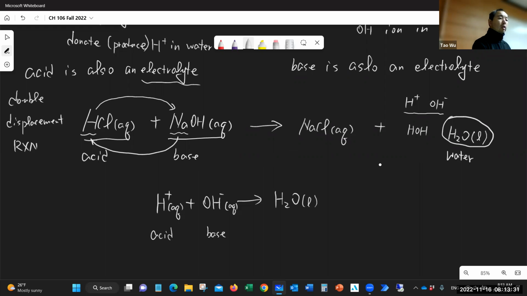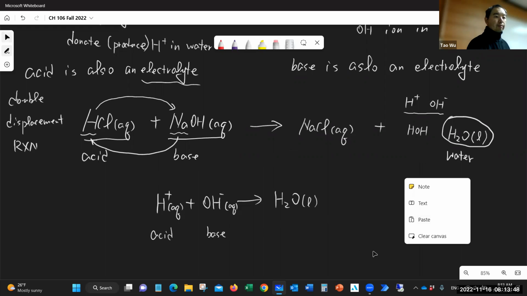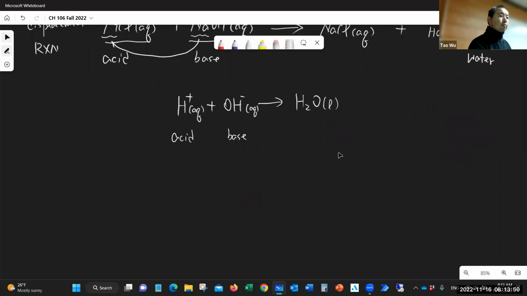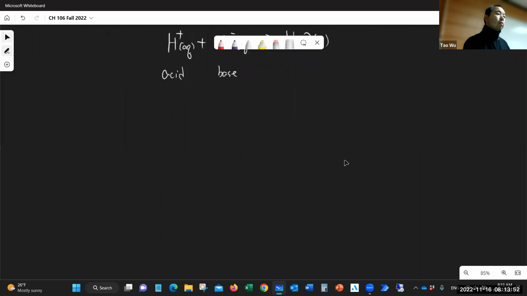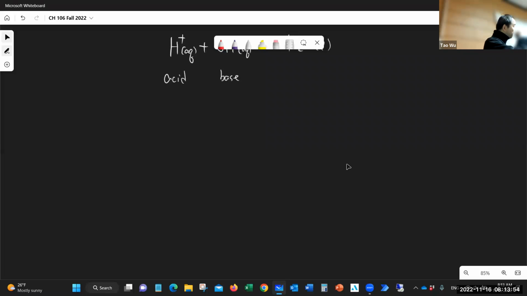And the other compound is a salt. So this is the key for an acid-base reaction. If you see something plus something to make water, in most cases that's an acid-base reaction. Generally, this is what we talked about last time.